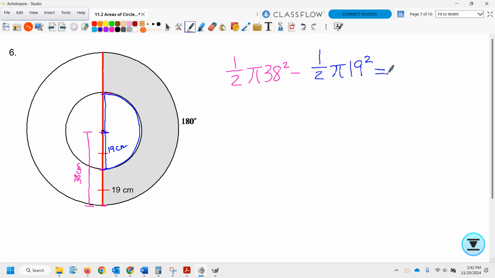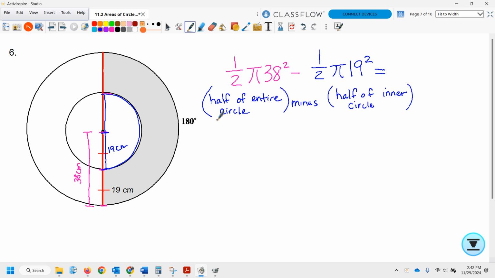So this is half of the entire circle minus half of the inner circle. Those are the formulas that we have, okay?